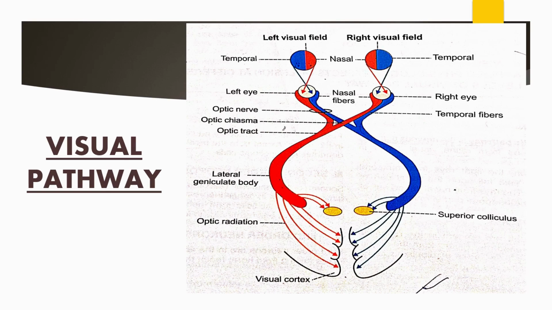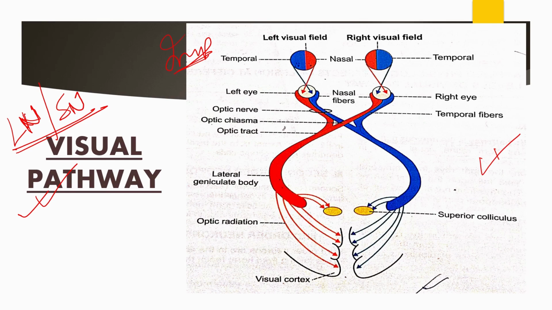Next, mark this slide as important for your long note as well as for short note. Visual pathway. This diagram you must include in your answer. 90% of your answer will comprise this diagram, and for the remaining 10%, you can write 2 to 3 points, 2 to 3 lines, on the following: the optic nerve, the optic chiasma, optic tract, lateral geniculate body, optic radiation, and visual cortex. 2 to 3 points regarding this is enough to complete your answer.